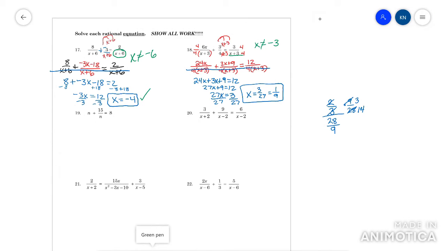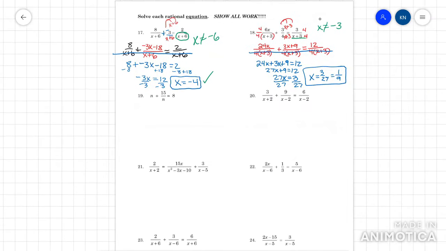It's the correct answer. And if you're wondering how I'm checking it, basically you just take this answer and plug it in for all these x's and you see if, when you solve it, you get the same number equal to the same number. So if that checks out, it's the correct answer. Let's keep moving. All right, number 19, sorry.